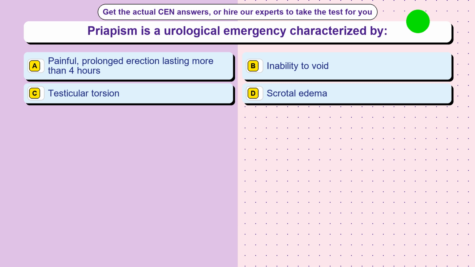Question 90. Priapism is a urological emergency characterized by. Option A, painful, prolonged erection lasting more than 4 hours. Option B, inability to void. Option C, testicular torsion. Option D, scrotal edema.